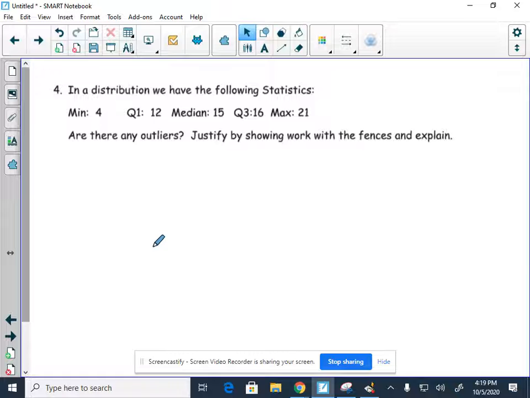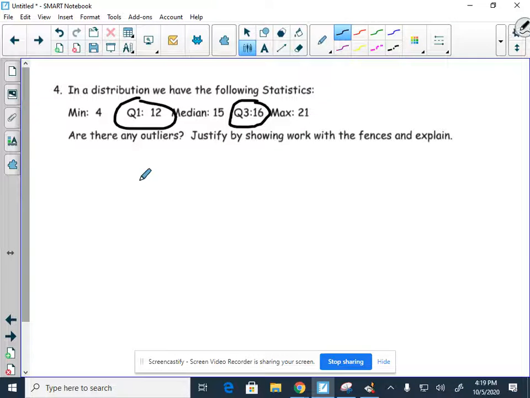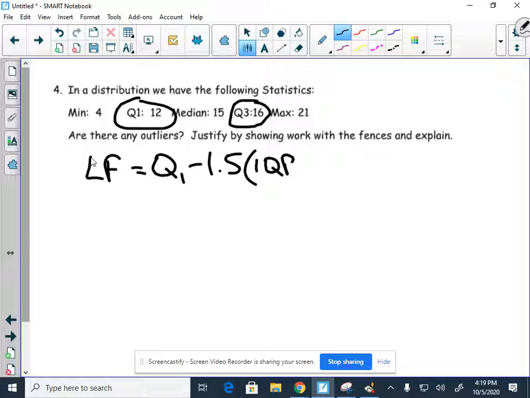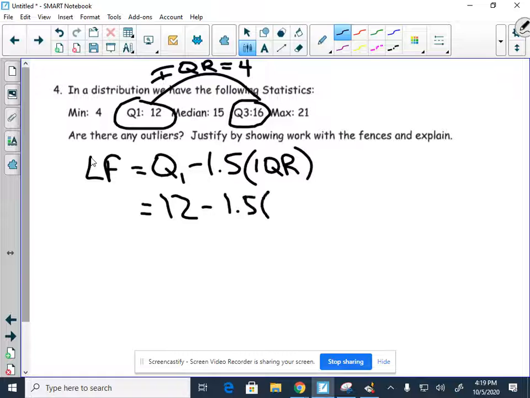Okay, this one is kind of a throwback question, spiral review, if you want to call it. In a distribution, we have the following statistics: minimum, Q1, median, Q3, maximum. We do not have a mean, so we're going to use these. These are the old rules for outliers. So for the lower fence, we're going to take Q1, subtract 1.5 times the IQR. What's the IQR? Q1 is 12. The IQR would take 16, subtract 12. So the IQR is 4. So 1.5 times 4, that would be 6. 12, subtract that is 6.